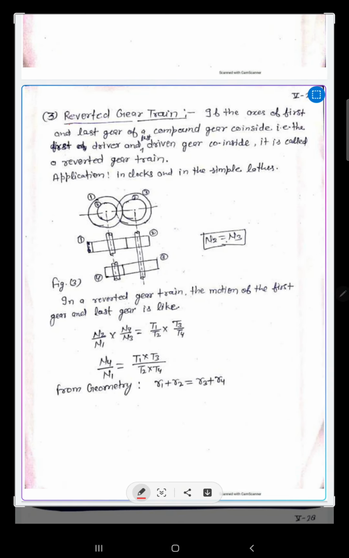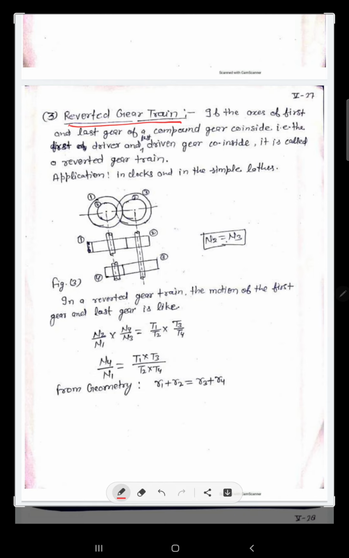So the third type is nothing but the reverted gear train. You will see again different gears. This is shaft number 1, this is shaft number 2. First gear is there, second gear, third gear and fourth gear. Gear number 2 and gear number 3 are mounted on the same shaft, and gear number 1 and gear number 4 are coaxial. They are not mounted on the same shaft, but they are coaxial.